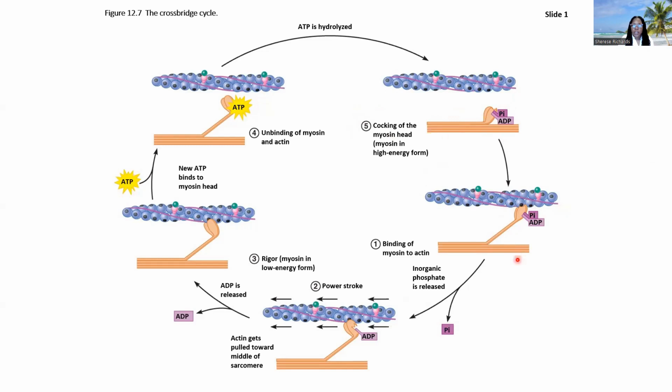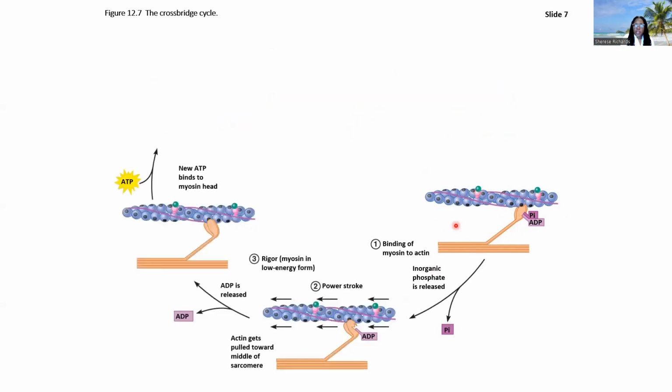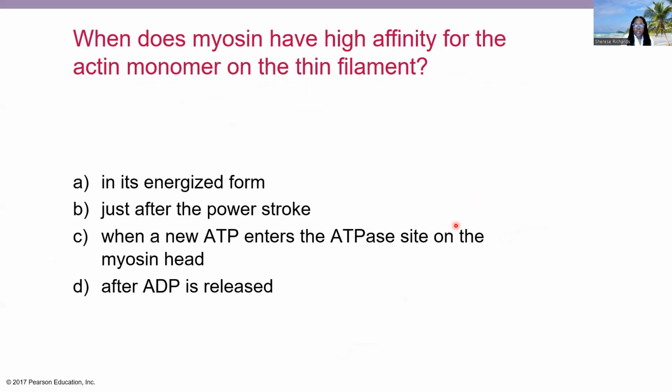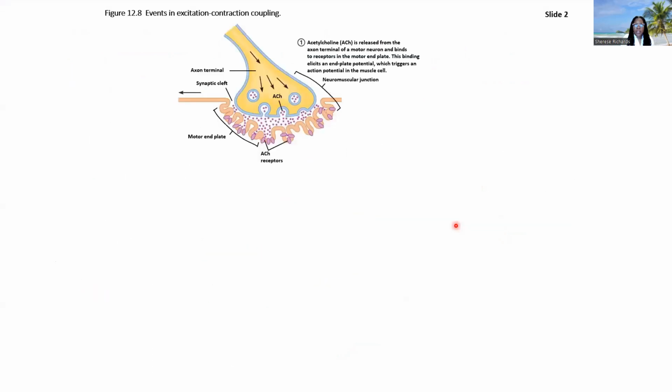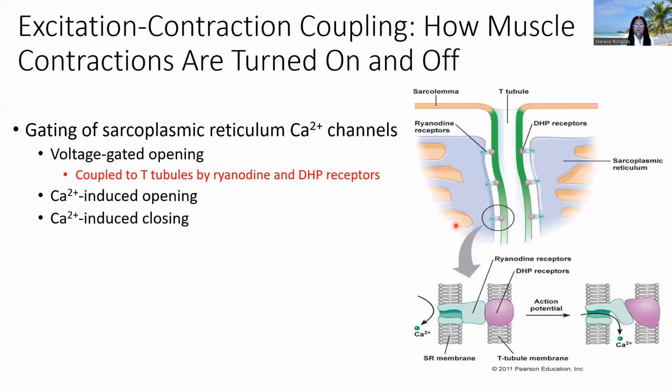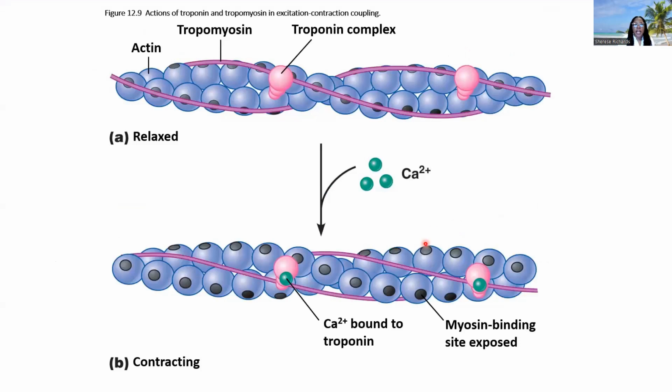Now, as far as the regulation, this is where we get into looking at excitation, contraction, coupling. So the regulation is really important as far as how do we turn this on and off. And in order to do that, we have to think about the structure of troponin. So troponin and the actin. So here's our actin filament.